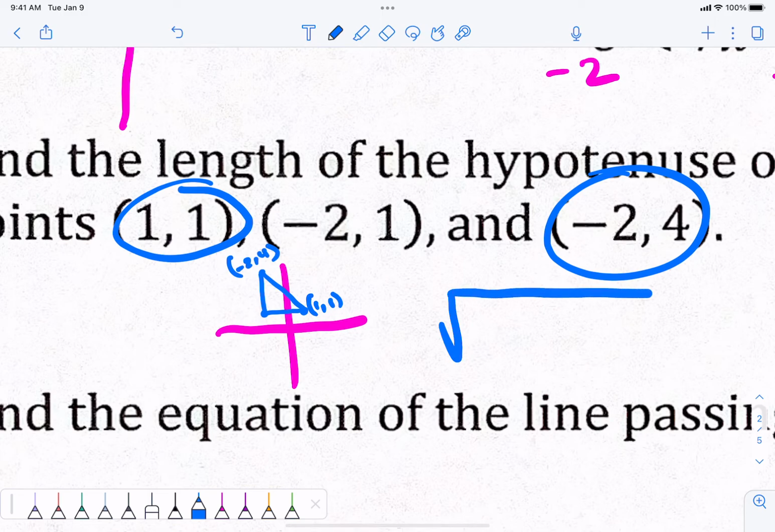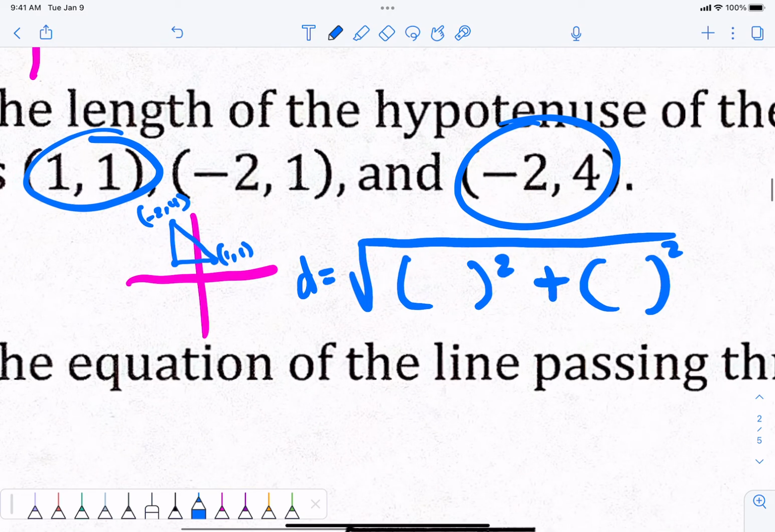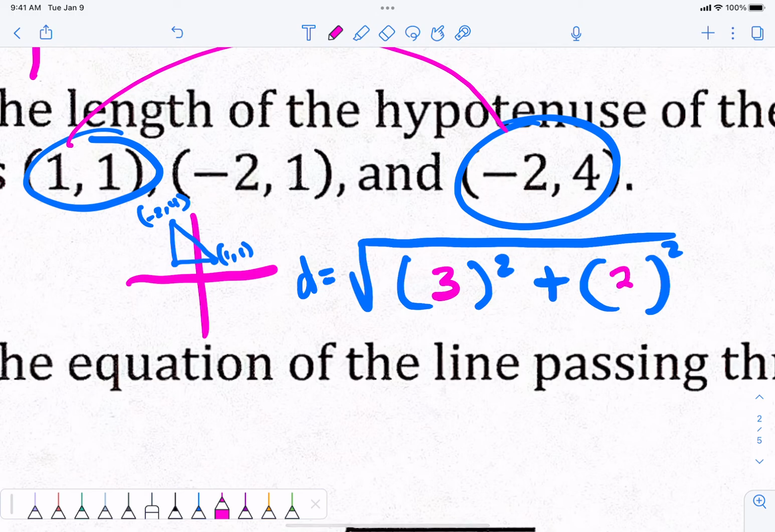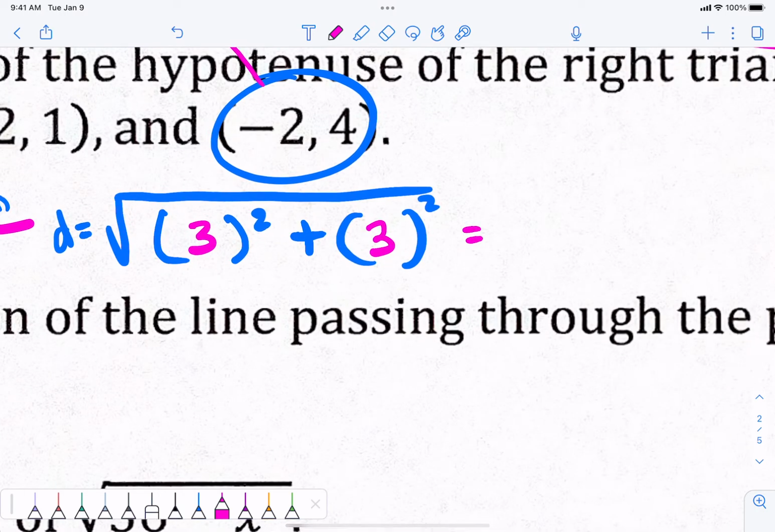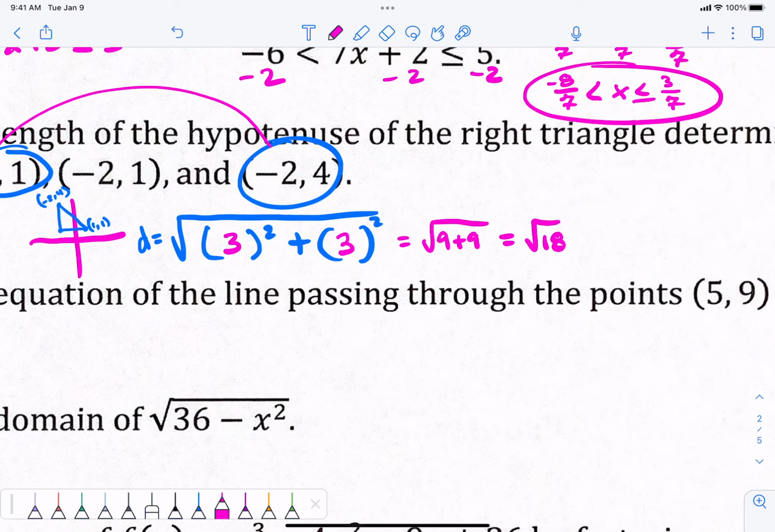So we take the square root for distance. This is finding the distance formula. The square root of this thing plus this thing. Are we confused? Okay, how far apart are the x's? 3. How far apart are the y's? Also 3. Yep. 3 squared is 9, 3 squared is 9. Square root of 9 plus 9, which is the square root of 18. And it's not nice, so can we leave it like that? Sure. I'm going to write the decimal of it also. The square root of 18 is 4.24.